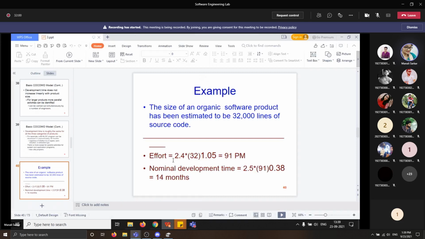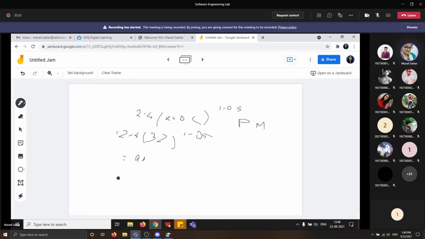Now next is time of development. You need to calculate the time of development for them. And we know to calculate the time of development, we need effort, because the formula includes effort. Even if it is not given, if you are asked in the question to find the time of development, then also you will be needing effort. So first you need to calculate the effort for the organic COCOMO model, and then you need to calculate the time of development for the organic COCOMO model.